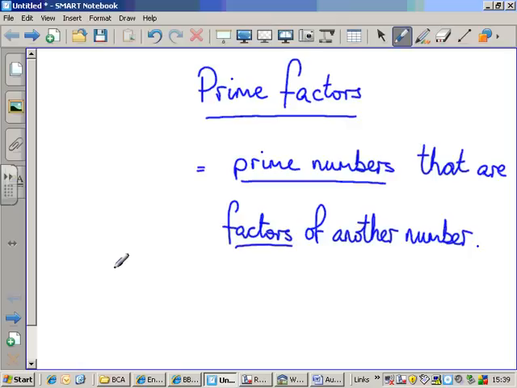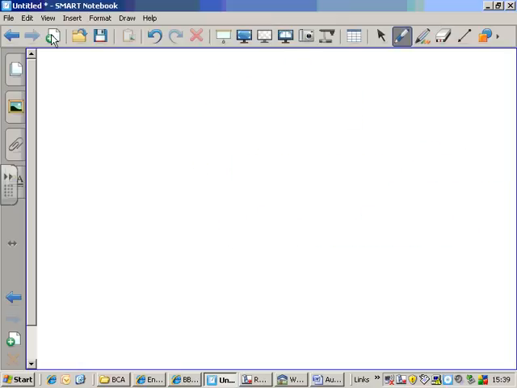Prime factors are prime numbers that are factors of another number. And every number in the whole wide world, and I'm talking about whole numbers here, integers, for example 24, will have some prime factors. In other words, what we're looking for is prime numbers that we can divide 24 by.